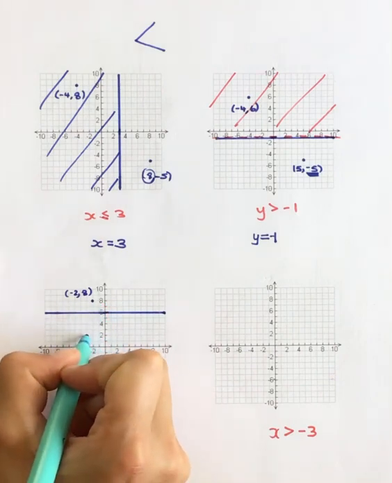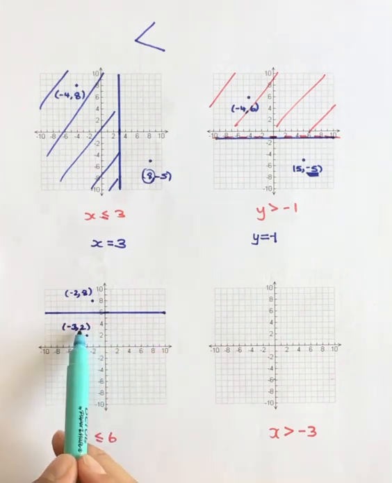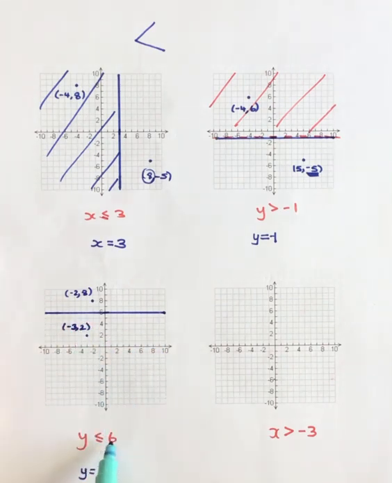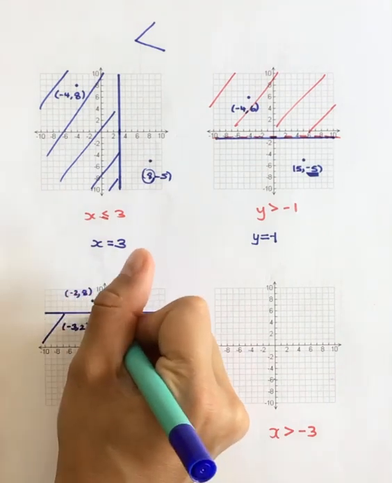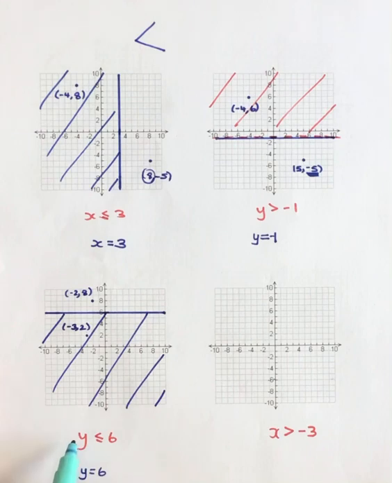Let's check a point on this side. So I've got the point -3, 2. 2 is my y coordinate, and that is less than 6. So this is the correct side of the line. This is the side of the line where the y coordinates are smaller than 6. So solid line because it was an or equal to question, and pick the side of the line.